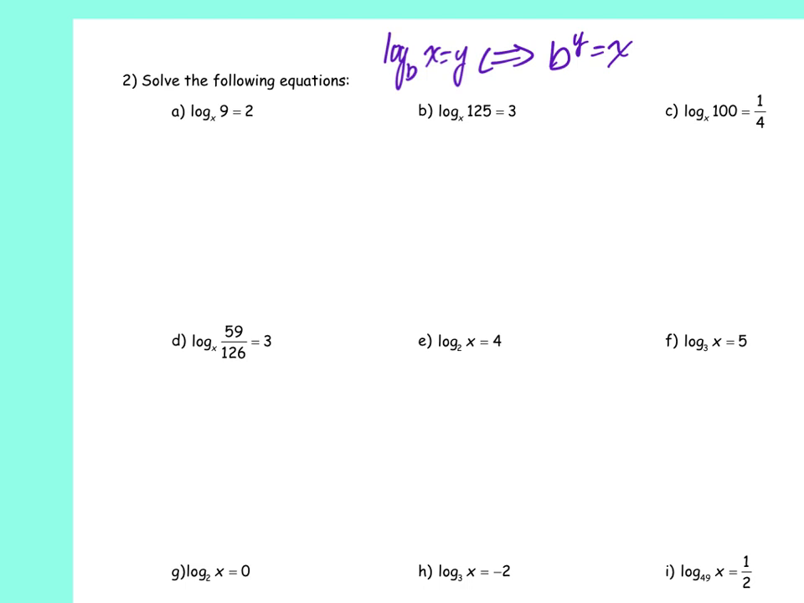I don't know how to find the answer as a logarithm because they didn't give me a base. I can't even use a calculator because they didn't give me the base. So I need to figure out a different way. If I can't solve it as a log, I'm just going to switch it to an exponent and see what it gives me there. If I switch it to an exponent, I get x squared equals 9. Can I solve that?